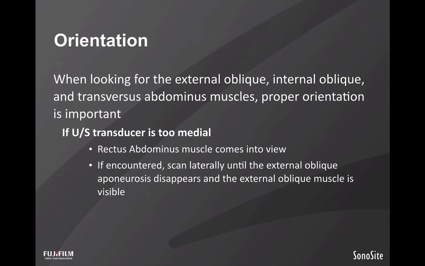The orientation that we're looking for is the external oblique, internal oblique, and transversus abdominis muscles, and that's what's important. If the ultrasound transducer is too medial, the rectus abdominis muscle comes into view. If encountered, all we need to do is scan laterally until the external oblique aponeurosis disappears and the external oblique muscle is visible.